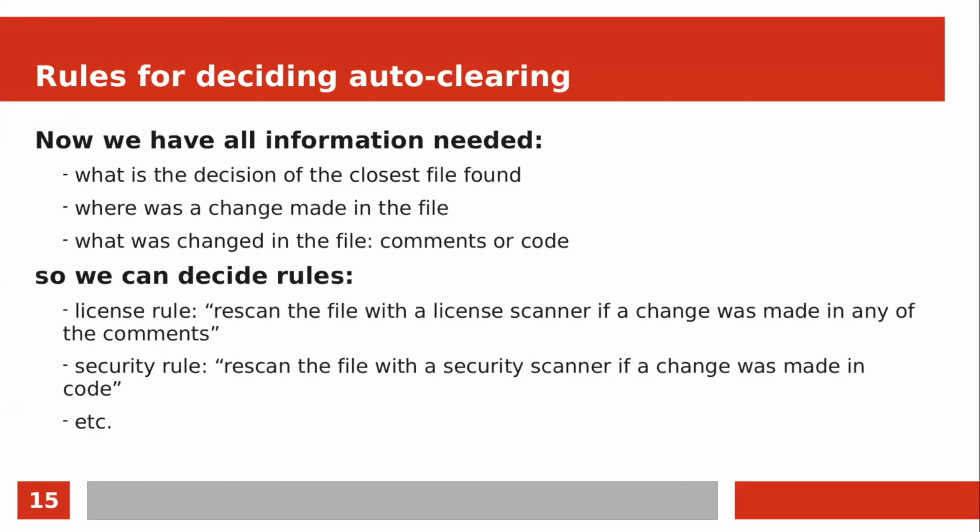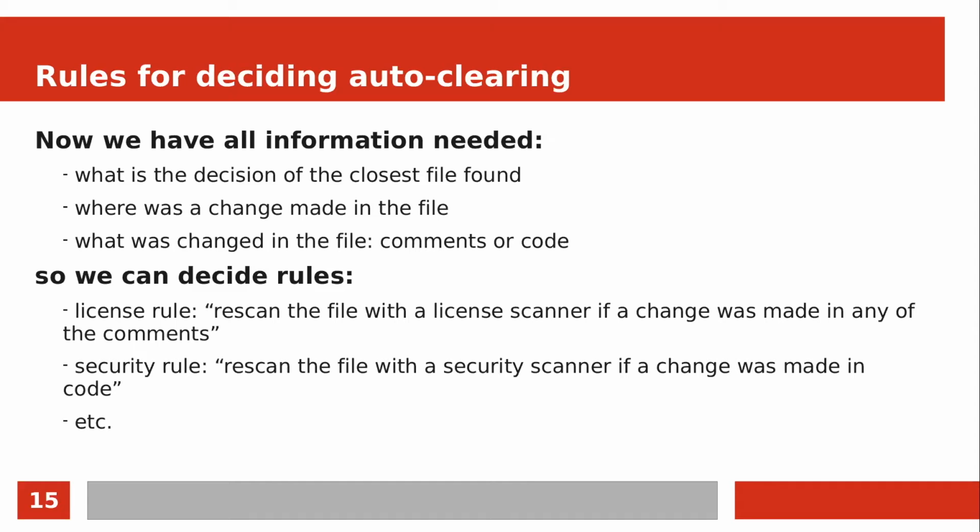And then as the next step, what we can do is basically make decision rules because we have all the information that we need. We know what the closest file is in the collection of known files. We know where a change was made. We know what kind of information was changed. And then we can have rules with which you can decide, like a license rule.